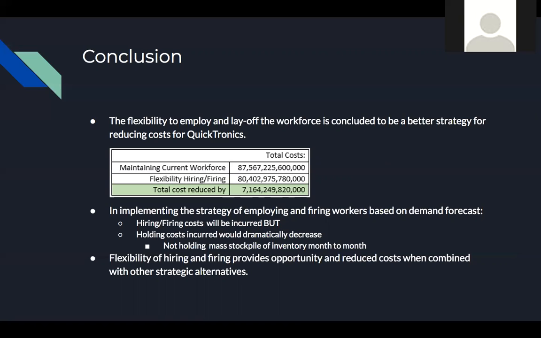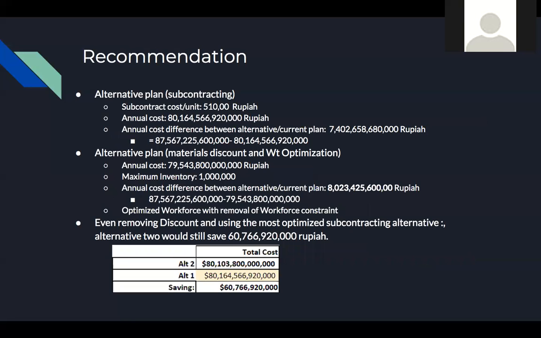When implementing the strategy of employing and firing workers based on the demand forecast, we can see in the previous slides that hiring and firing costs are incurred, but the holding costs incurred are dramatically decreasing. With the stockpile of inventory month to month, there won't be as big of a stockpile. Overall, the flexibility of hiring and firing provides opportunity and reduced costs when combined with other strategic alternatives.